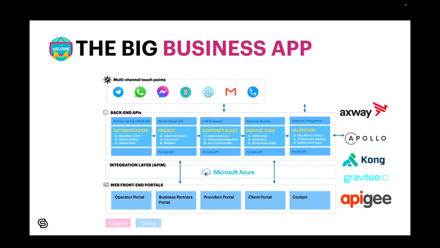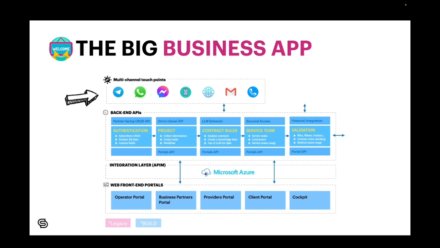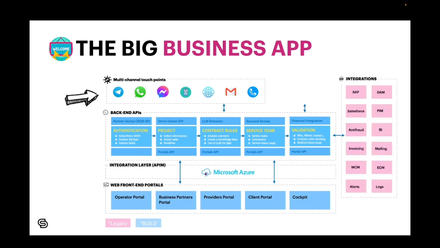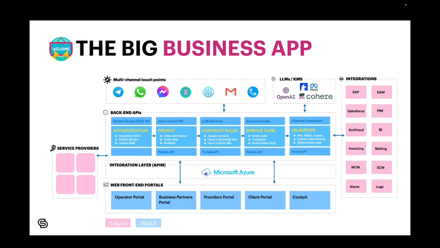Interactions can occur through various channels, including messengers, phones, email, or mobile apps. The application integrates with other systems, such as ERP or CRM, and interfaces with external service providers. You might need Gen AI for analyzing complex documents. This application serves thousands of users globally.